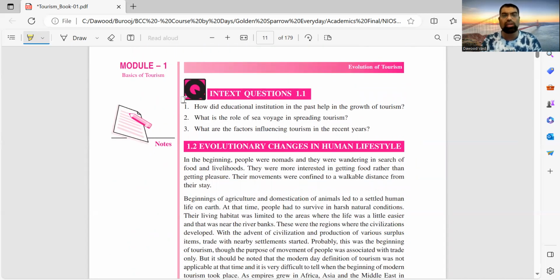So quickly, in-text questions, I quickly go around. How did the education institution help in the growth of travel? Well, institutions like Nalanda, Takshila, Deoband, we'll talk about them. These were religious institutions, but people came to travel and then they saw the culture. Some of them stayed back, some of them promoted the culture. So this is one reason.